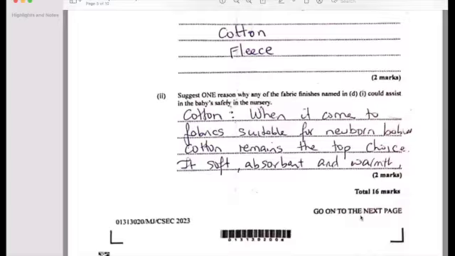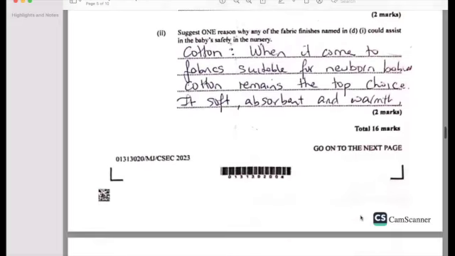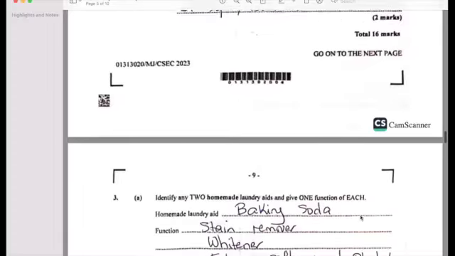Cotton is one of the fabrics that I love to use, and it gives you a lot of responses as well. So when it comes to fabric suitable for newborn babies, cotton remains the top choice because it is soft, it is absorbent, and of course it is warm. So that's 6 marks. Question 2.